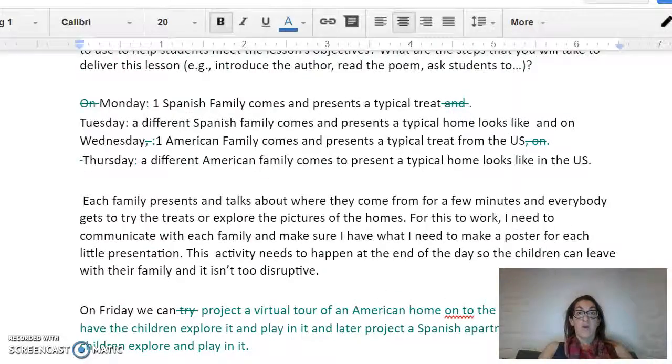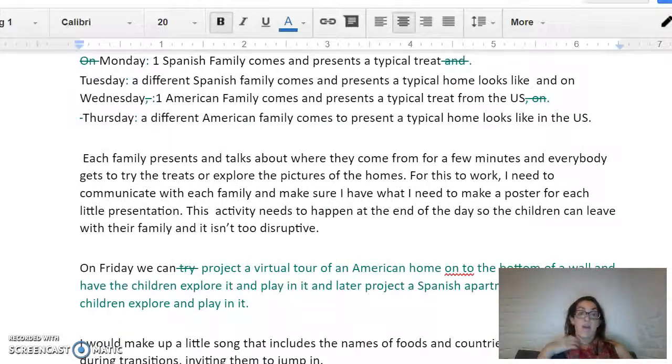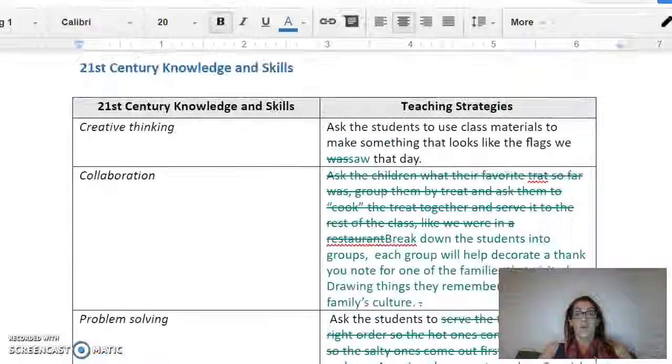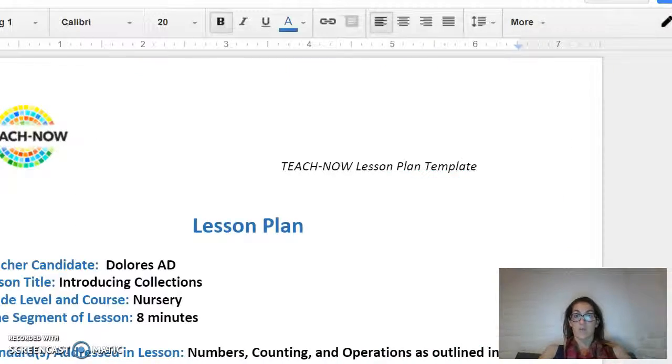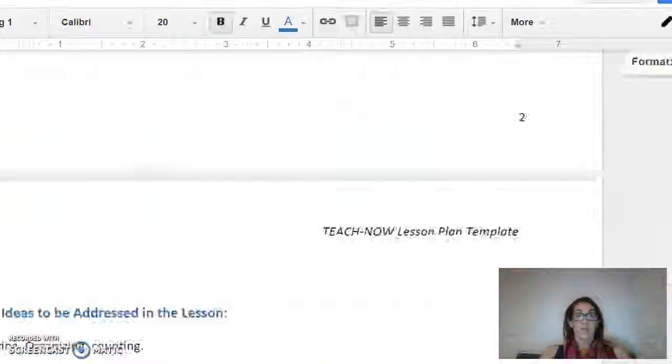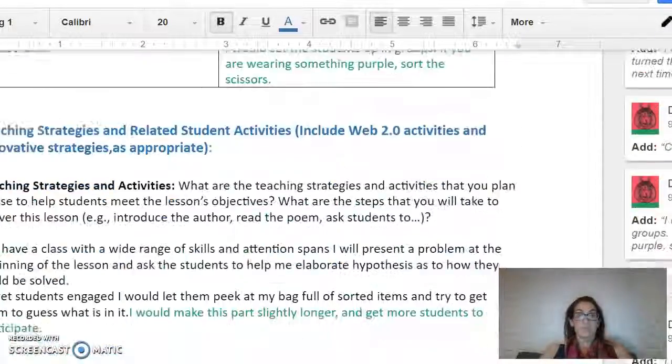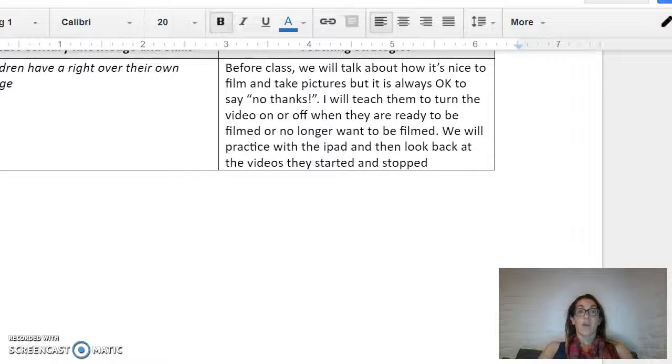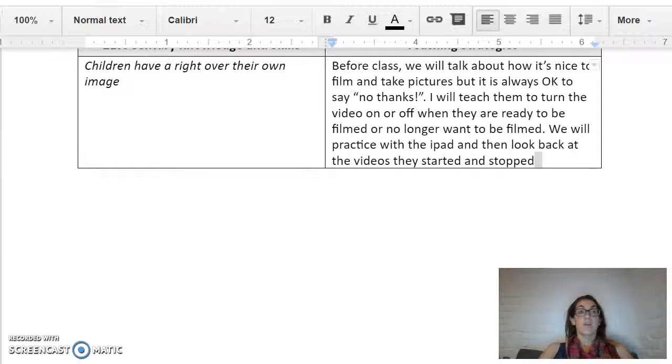more appropriate. The second item that I think all of my lesson plans needed was a little bit of work on the 21st century knowledge and skills. So originally, in some of my lesson plans, let me look, I think it's this one, I didn't even have all of them. So I completed them afterwards. I had only put how children can learn to use technology. That was my only 21st century skill.